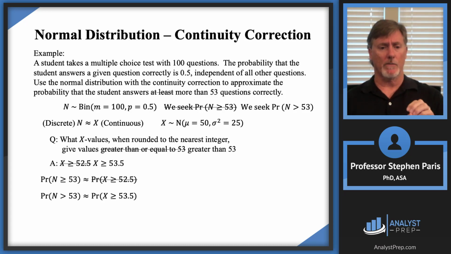And so the question then becomes, what X values, when rounded to the nearest integer, give values not greater than or equal to 53, but greater than 53? And you could think of that as greater than or equal to 54 if you like. And then the answer is that capital X would need to have values greater than or equal to 53.5. And my answer then would be that if the question was the probability that students answer more than 53, that's capital N greater than 53, that probability would be approximated by the probability that capital X is greater than or equal to 53.5.